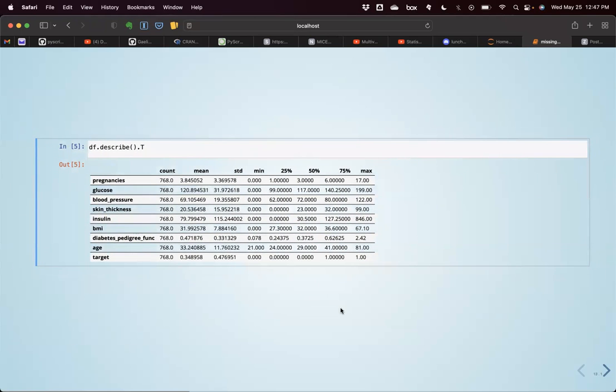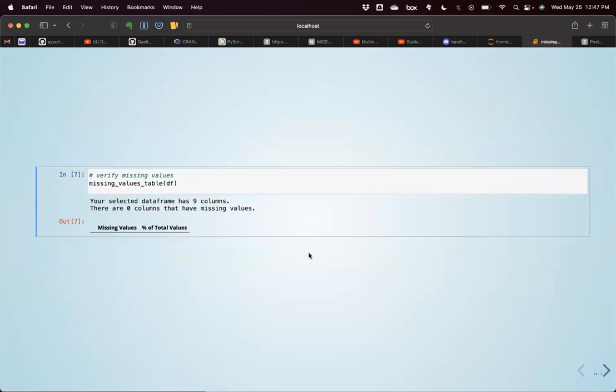Okay, this is a description, statistics of the pregnancies, the mean, the minimum values. Some of the values are 0, etc. Okay, so in the script, this is a Jupyter notebook. In the script, there is a function for tabulating the missing values. Okay, and it's called missing values table.